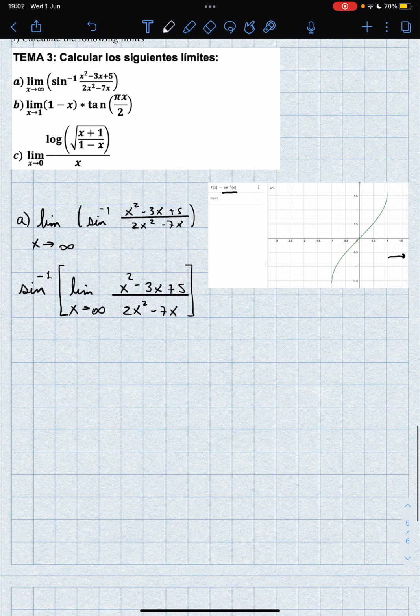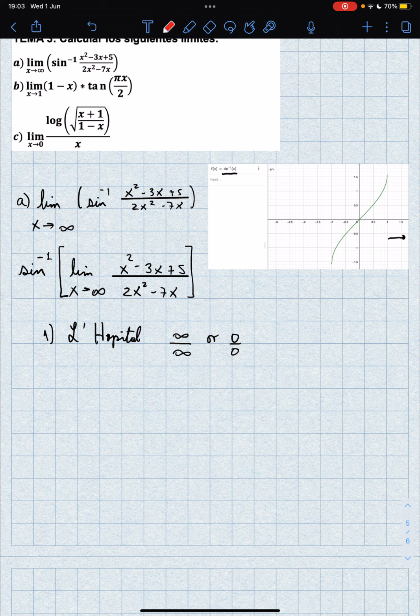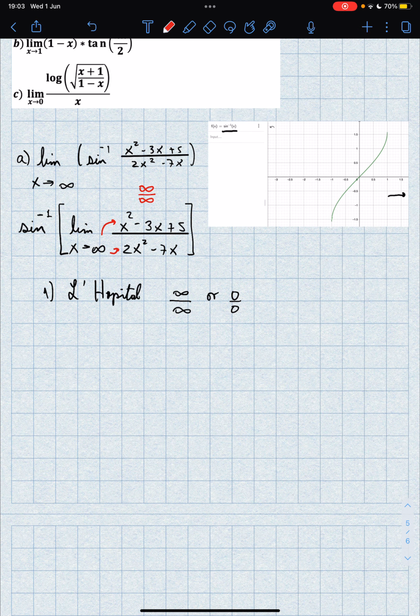So you have two paths here. First of all, you can apply L'Hopital, right? Why L'Hopital? You apply L'Hopital when you have infinity over infinity or 0 over 0. If you plug this x over here and over here, what you're going to have is infinity over infinity, right? And then you have to derive the function to obtain the derivative.